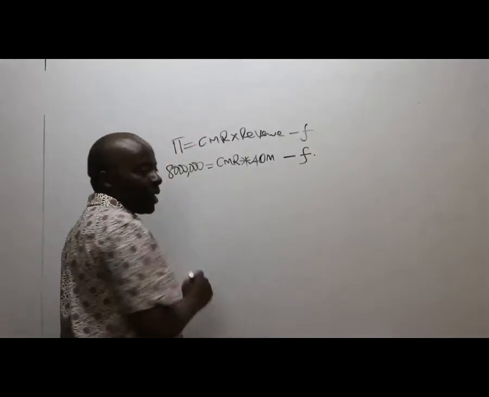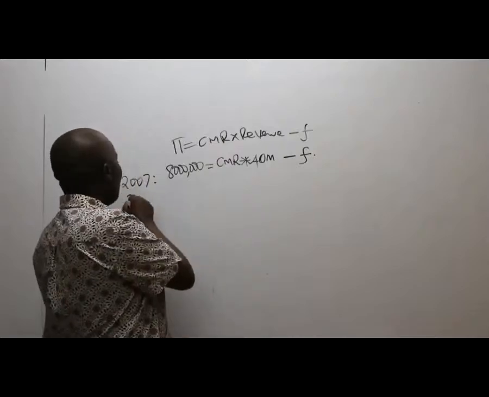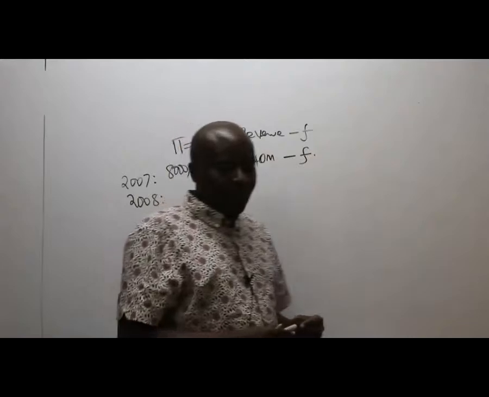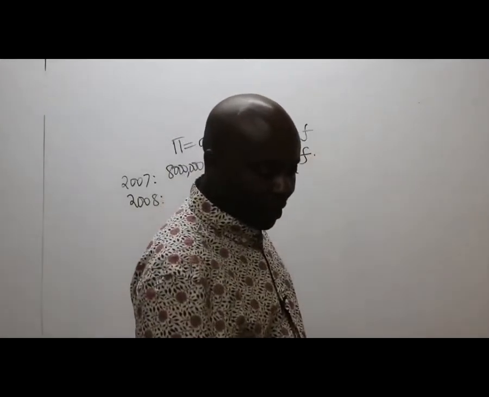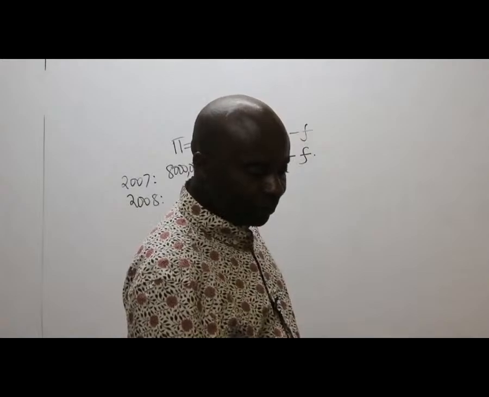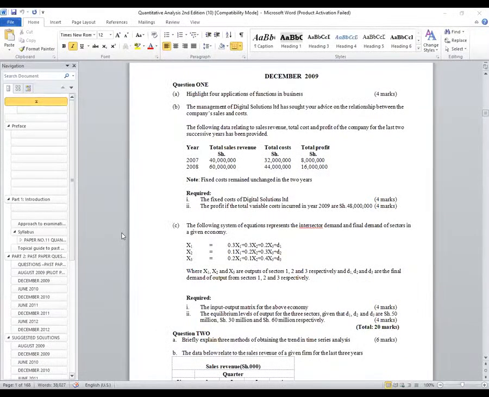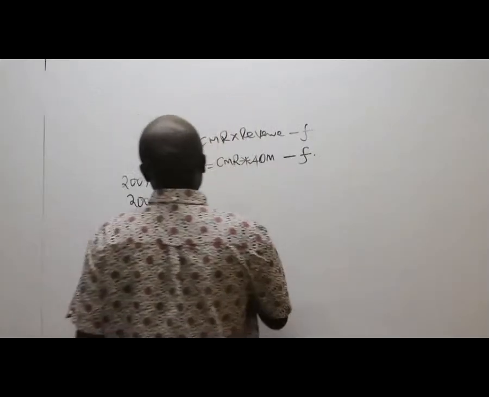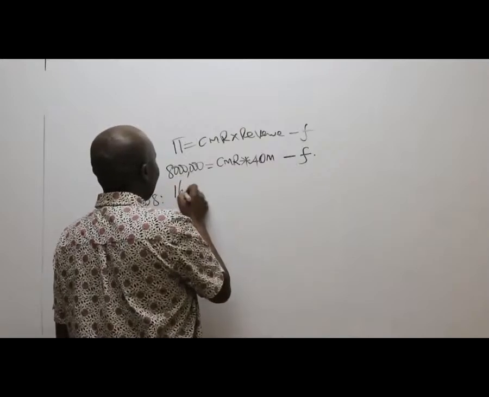How about 2008? So 2008, I can see the profit is 16 million and the revenue is 60 million. Those are the two things that I need. So the revenue is 60, but profit is 16.